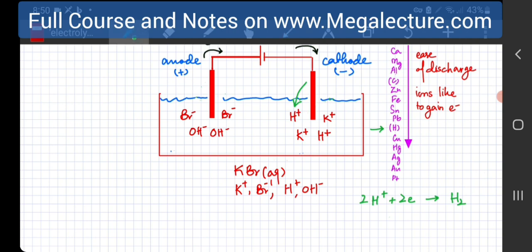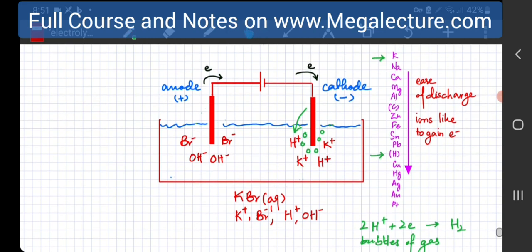And what you'll notice is bubbles of a colorless gas. So what you'll notice over here is you'll see small bubbles forming around the cathode. So that's it. So we've figured out the cathode.